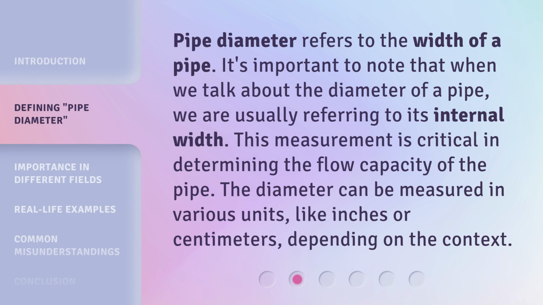Pipe diameter refers to the width of a pipe. It's important to note that when we talk about the diameter of a pipe, we are usually referring to its internal width. This measurement is critical in determining the flow capacity of the pipe. The diameter can be measured in various units, like inches or centimeters, depending on the context.